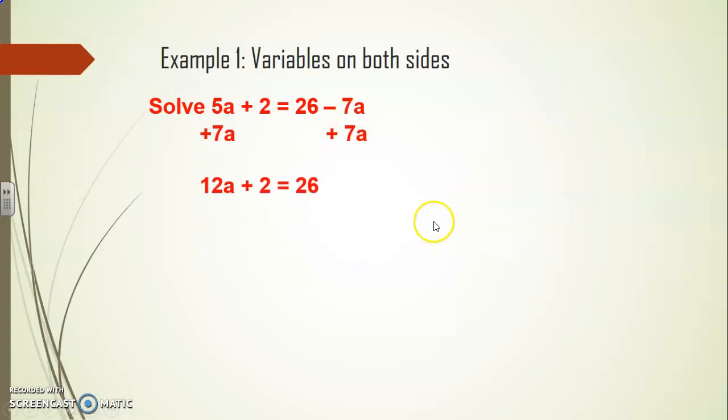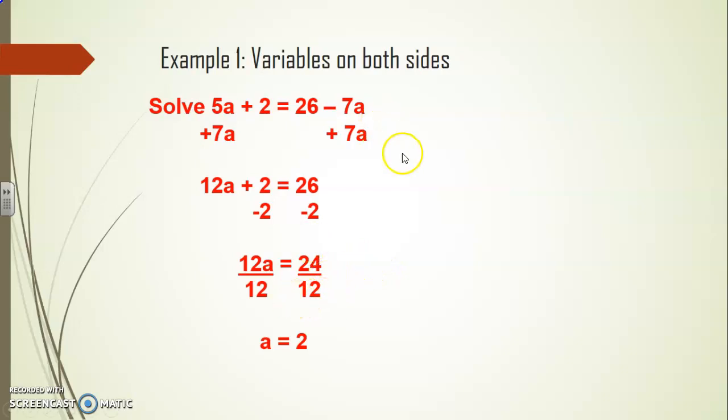This being the result, 12a plus 2 equals 26. Then you're going to want to get your constant to one side of the equal sign by subtracting 2. With the result, 12 times a number has a value of 24. And finally, you're going to divide by the coefficient 12, with your final answer being a equals 2.